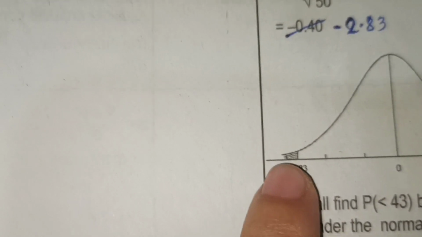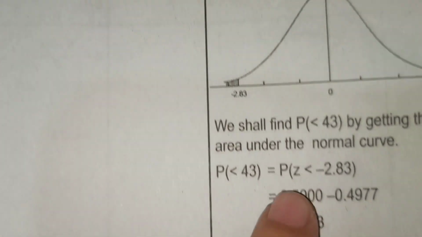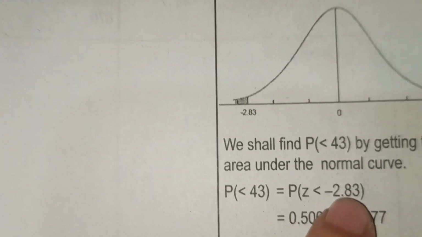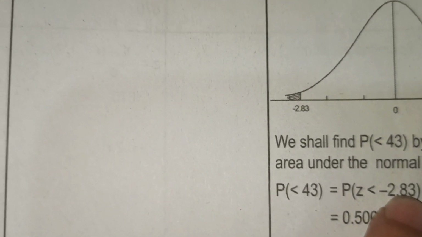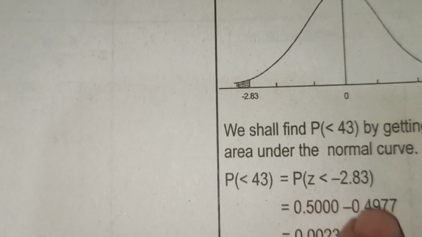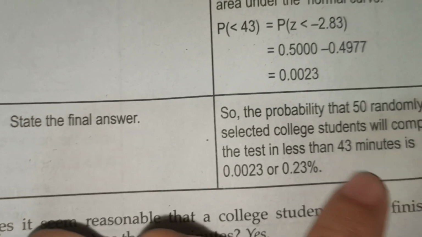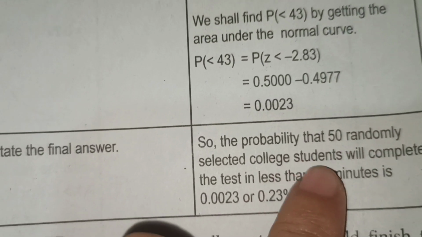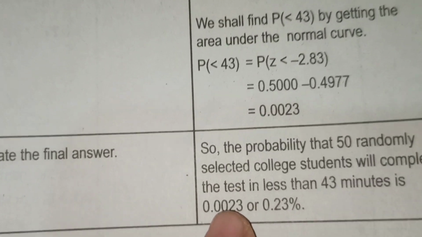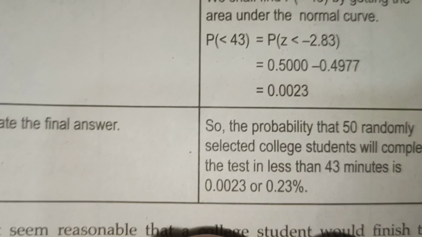Since negative ulit siya, dito siya sa side na naman to ng normal curve. Ayan, negative 2.83. So, since we're going to get the area nung shaded region na yon, ito yung gagawin natin. So, 0.5 ulit. Ito yung kalahating side, di ba? 0.5 minus, itong 2.83, nandun yan din sa songbook, dun sa table. Ang lalabas doon ay 0.4977. We're going to subtract. The answer is 0.0023. Now, let us get the final answer. The probability that 50 randomly selected college students will complete the test in less than 43 minutes is 0.0023 or 0.23%. So, yan, that will be the final answer.